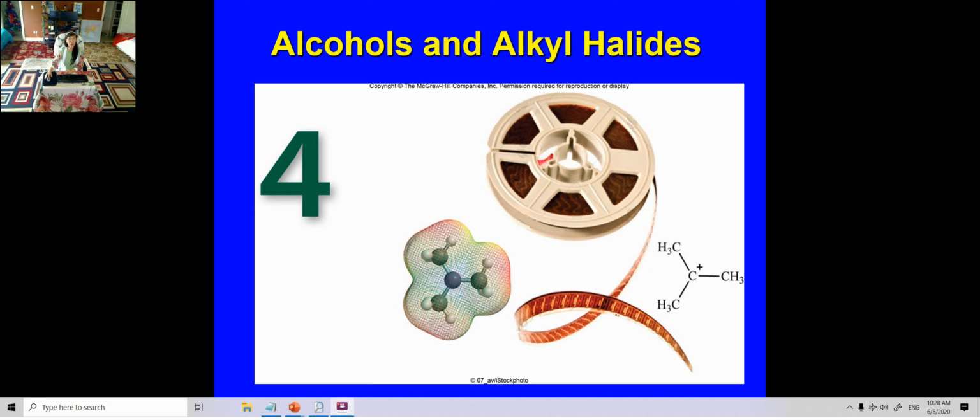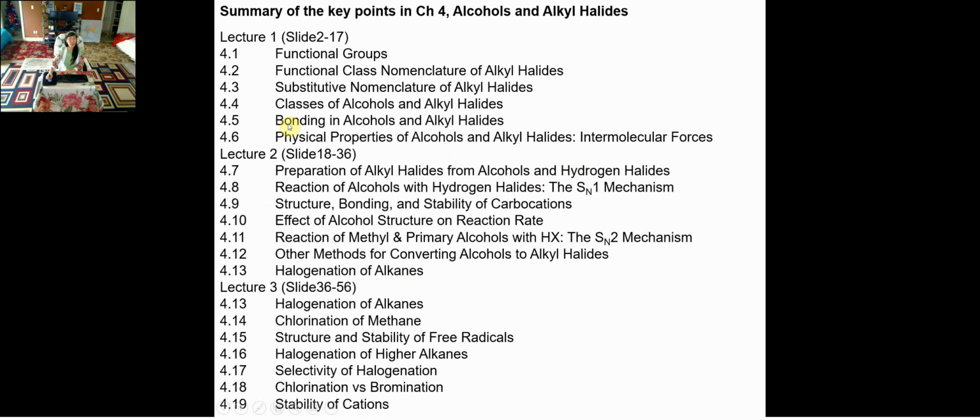So today we are going to start chapter 4, alcohols and alkyl halides. In this chapter, we are going to cover a total of about 19 key points. So we are going to spend 3 different lectures to discuss 19 topics. The first one we are discussing is functional groups, and then we are going to name the different compounds.